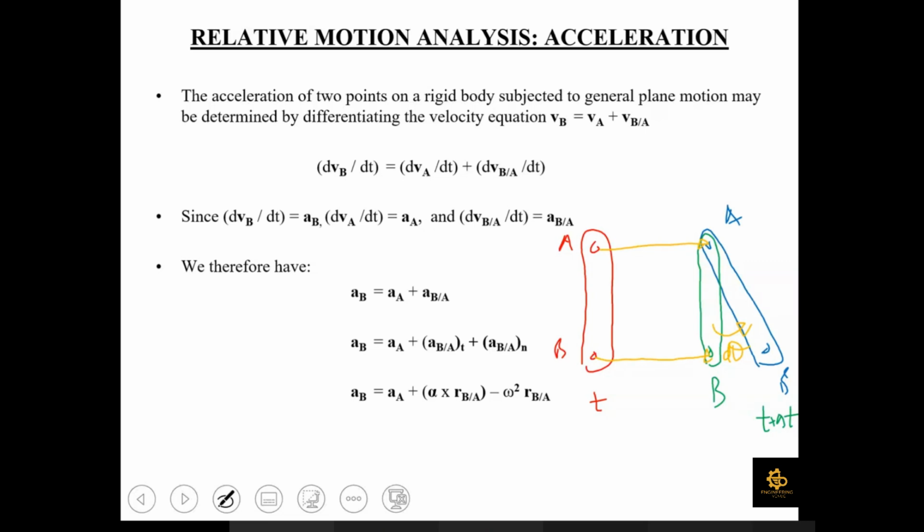So the relative velocity equation was written as Vb equal to Va plus Vba, where Vb and Va represent the absolute velocities of points A and B, and Vba represents the relative velocity of B with respect to A. Now, in order to perform the acceleration analysis, we are going to differentiate this equation with respect to time. So differentiating this equation with respect to time, the first term would become dVb over dt, the second term would become dVa over dt, and the third term would become dVba over dt.